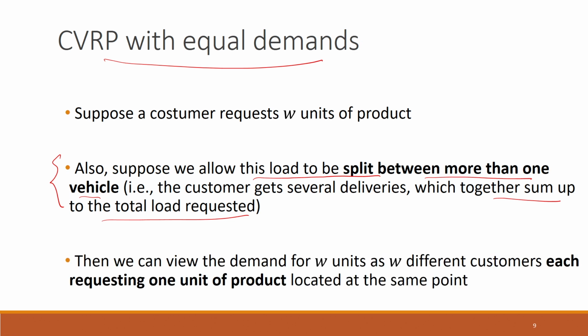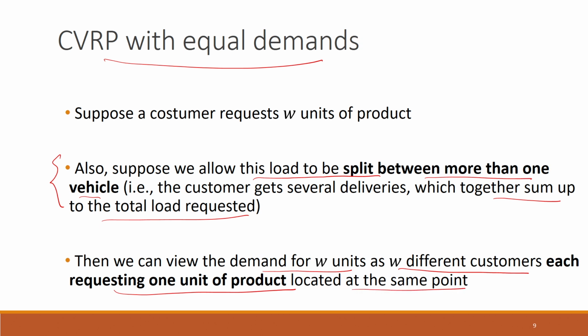Since we are allowing this assumption that every customer is fine with getting multiple deliveries for whatever amount of product they ask for, you can view the demand for W units as W different customers, each requesting 1 unit of product located at the same point. Okay, this is important here.